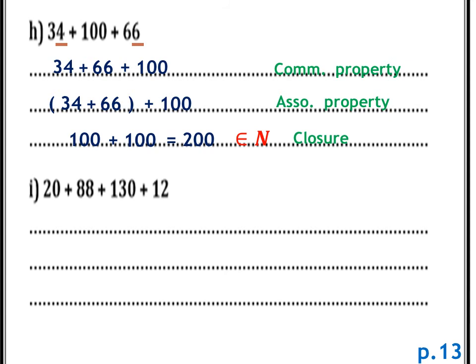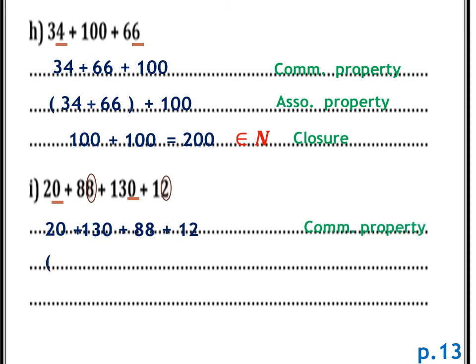And now in letter I, 20 plus 88 plus 130 plus 12. Here we have 0 and here 0. So put these numbers beside each other. So 20 plus 130. And plus, here we have 88, the unit digit is 8. And 12, the unit digit is 2. So put them beside each other. So 88 plus 12. The name of the property is commutative property.